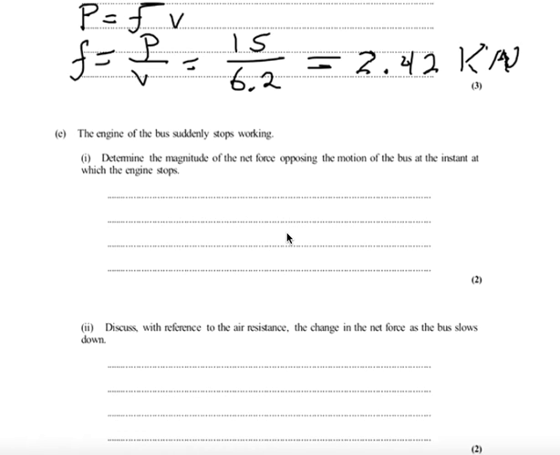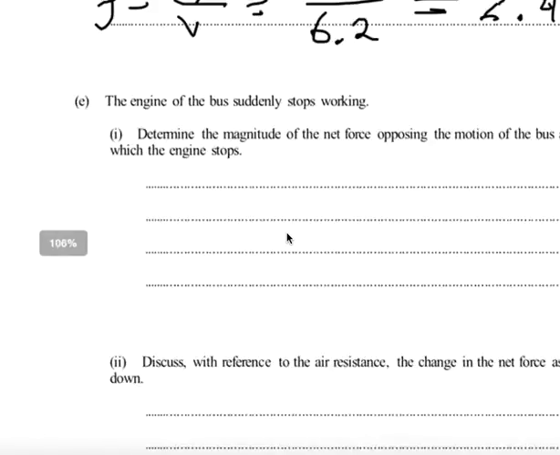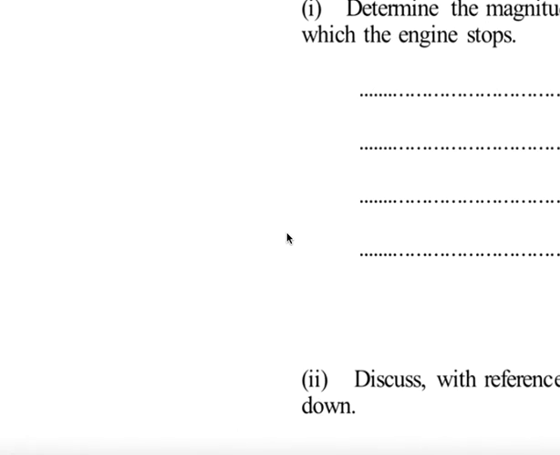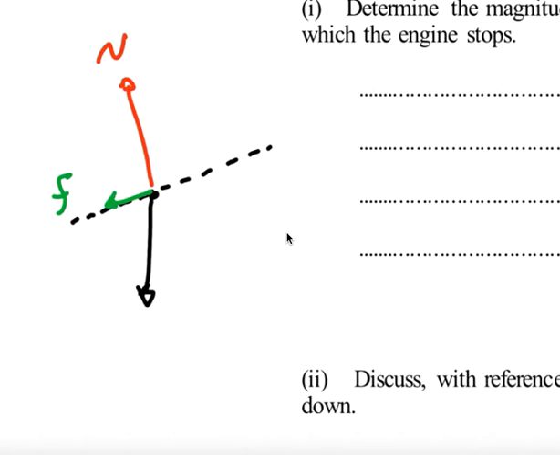Now it's tempting to say that the net force is going to be simply friction, because friction is what's causing the bus to roll to a stop. But it's actually a little bit more complicated than that. Let's zoom in a bit and take a second look at that force diagram that we saw earlier. Here's the ramp. There's our weight. There's our normal force. And there's our force of friction. There's no longer a driving force.